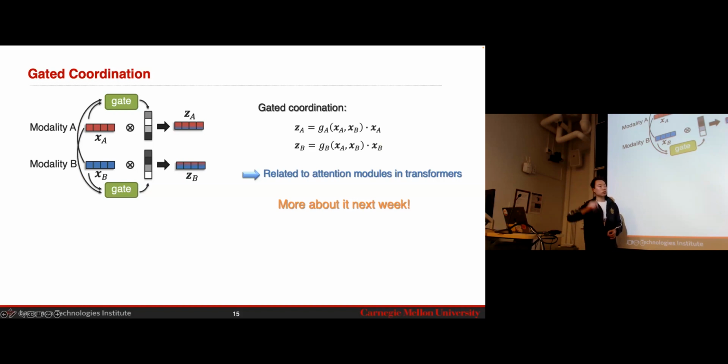All right, any questions so far? Any questions about these coordination functions? Yes, the intuition behind this multiplication.